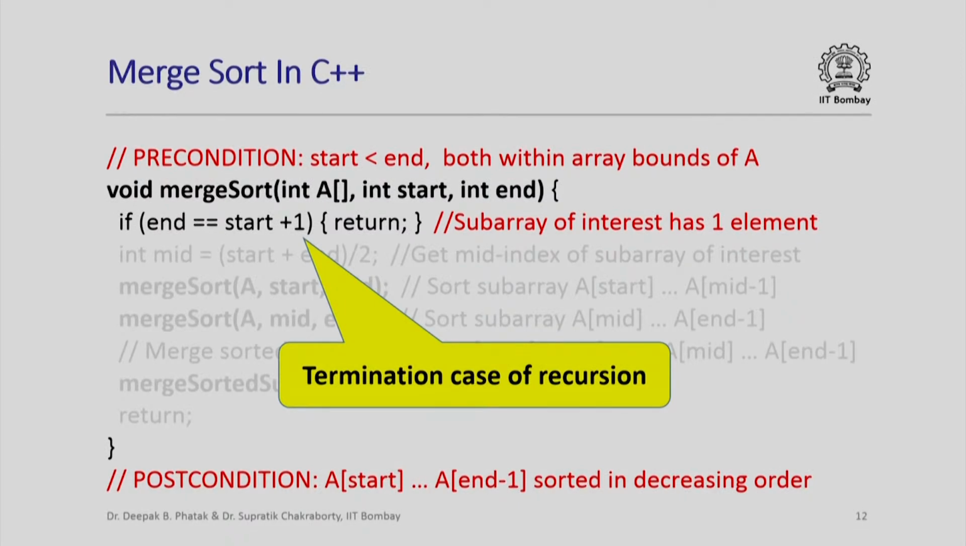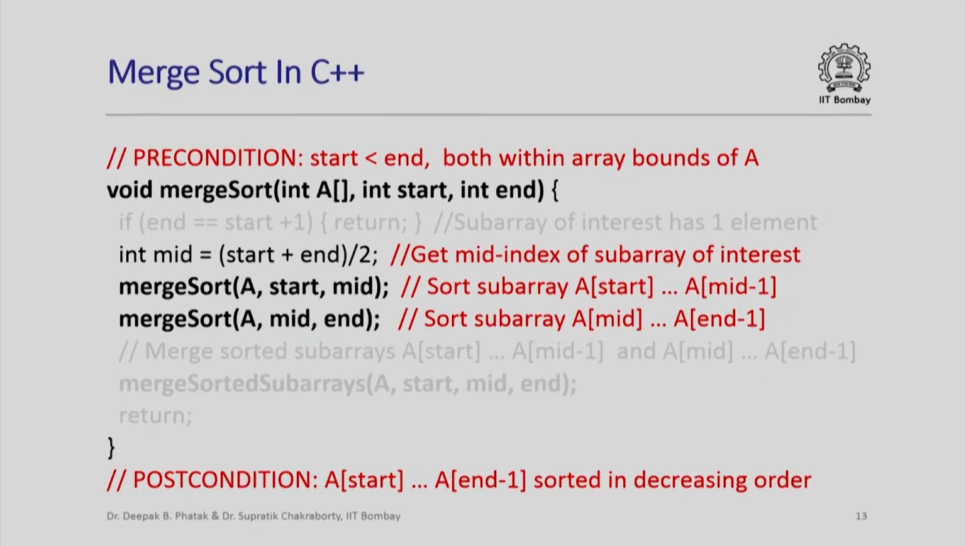Otherwise, if the subarray of interest has more than one element, I first find the mid index in the subarray of interest. This is simply start plus end over 2, and then I recursively call merge sort twice, once for the subarray of A starting at start and ending at mid minus 1, and then for the subarray of A starting from mid and ending at end minus 1. Once these two calls return, I know that these two subarrays, the part of A between start and mid minus 1 and the part of A between mid and end minus 1, are already sorted.